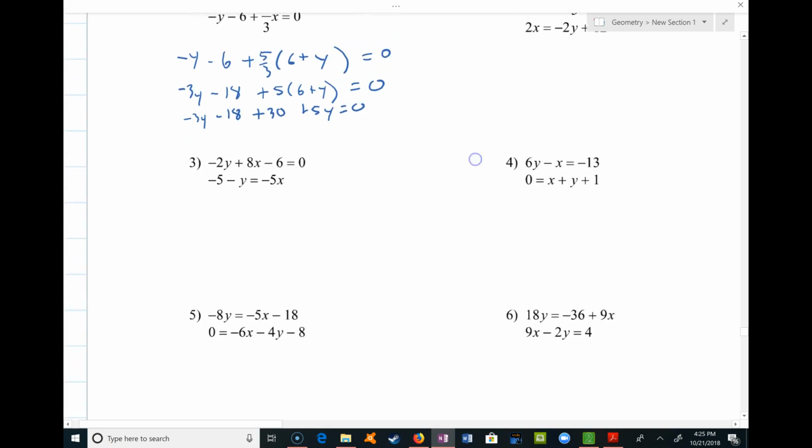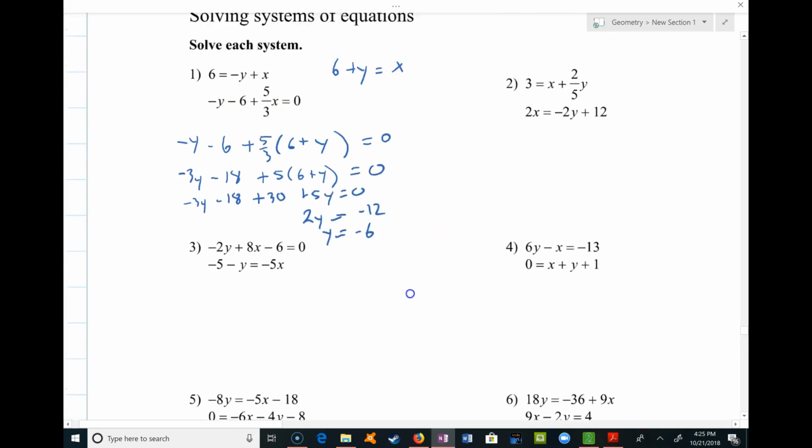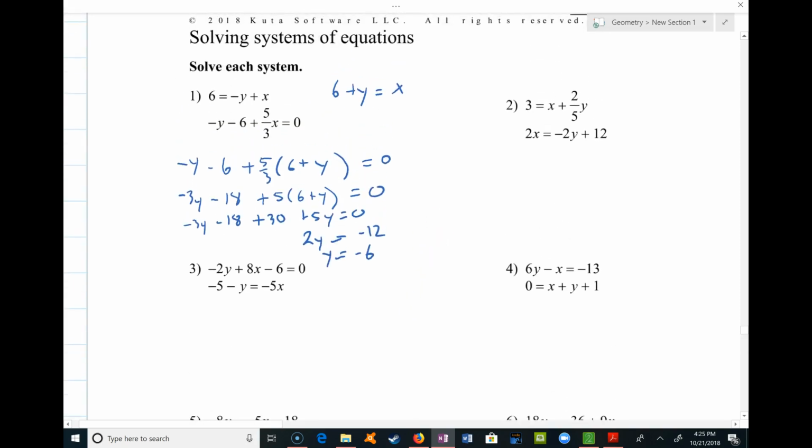And then we'll combine like terms and get stuff on the other side. So the negative 3y and the 5y would be 2y. And negative 18 and 30 would be 12. I'll move that to the other side, so that'd be negative 12. Divide both sides by 2 and I get y equals negative 6. Then I go back up to this equation, and if y is negative 6, that means x has to be 0, doesn't it? So my two solutions would be y equals negative 6 and x equals 0.